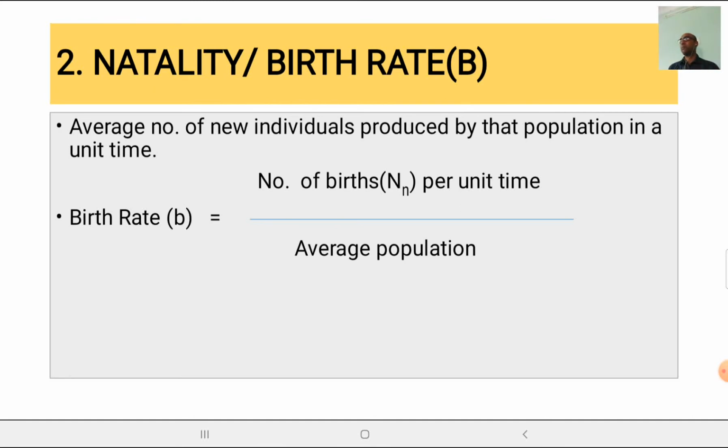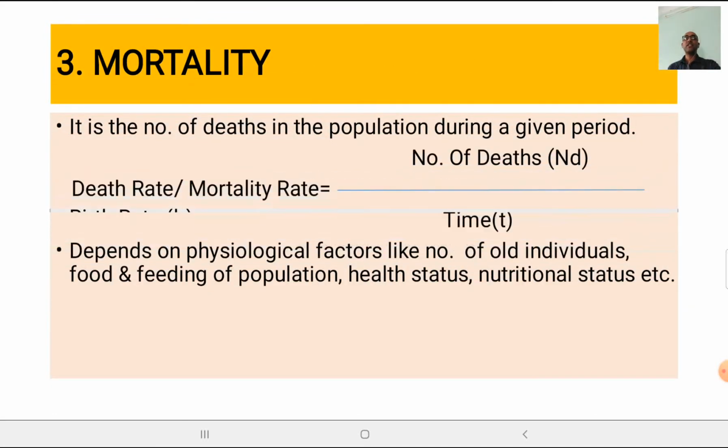The actual number of births under particular environmental conditions is called your ecological natality or realized natality. Always remember that realized natality is always less than the potential natality. Got it? Now, the next attribute is mortality.